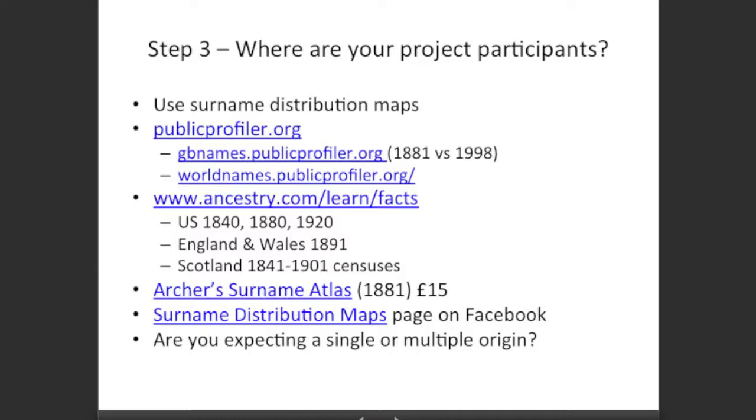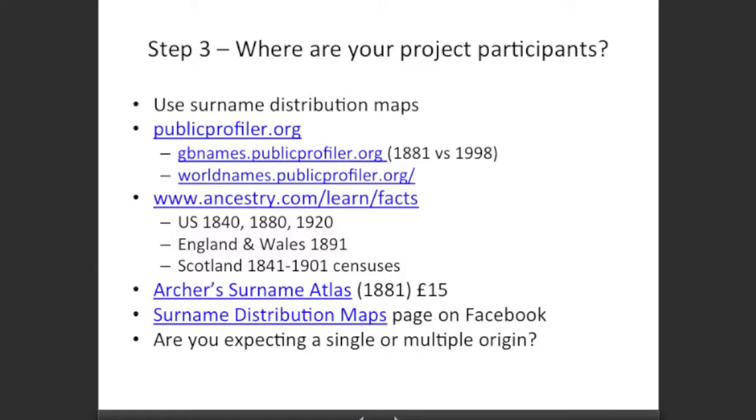Public Profiler, are you all aware of that? Public Profiler looks at GB names and also world names. Ancestry.com have a breakdown, and this is free as well, of the US states based on the 1840 census, 1880 and 1920. They also have England and Wales based on the 1891, and they have all the Scottish censuses from 1841 to 1901, and they break down the surname distribution by county. Then, of course, we have Archer's Surname Atlas, which many of you will be familiar with, available from the Guild for about £15 or so. And the last one is Howard Matheson's Facebook page called Surname Distribution Maps, which is a very useful resource for those rarer maps.